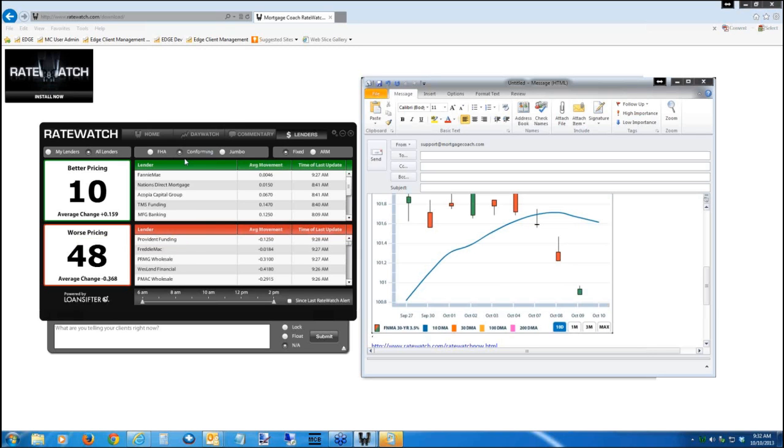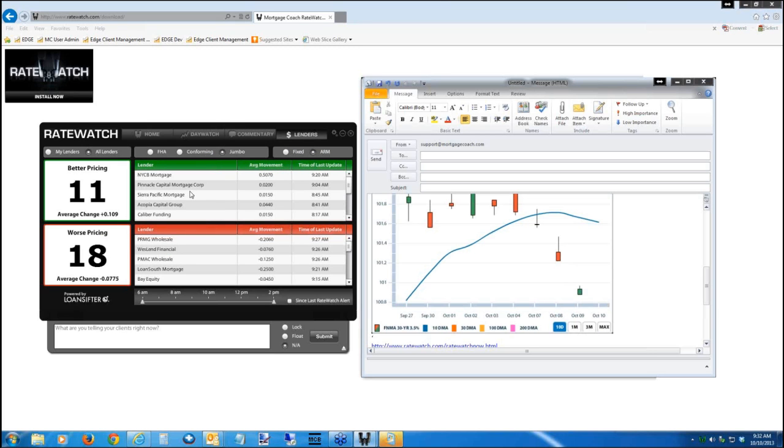But you can choose which type of loans you're watching. For instance, if you want to watch FHA pricing, you can see that most of those also did reprice for the worse. Very few of them actually priced for the better. You can check out jumbo, and you can do either fixed or ARM on any of these, so you can see exactly what those rate sheets are doing.